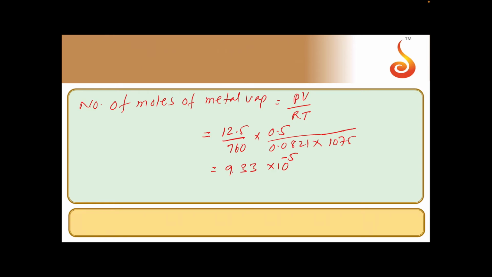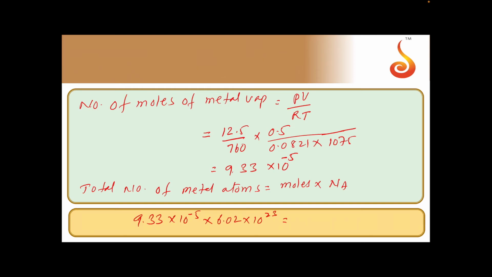Now the total number of metal atoms. We know the moles, so moles into Avogadro's number: 9.33 × 10^-5 into 6.02 × 10^23, which comes to 5.62 × 10^19. So that many atoms are there.